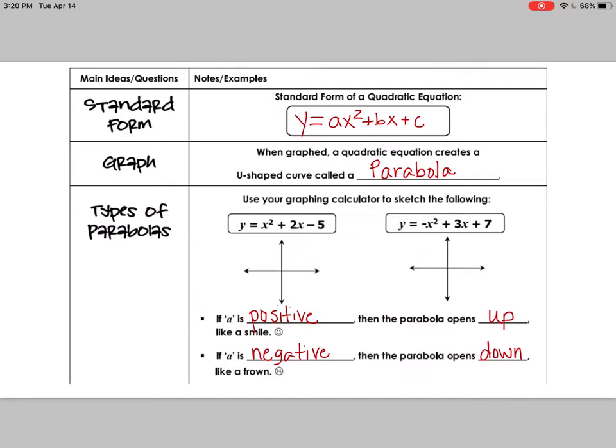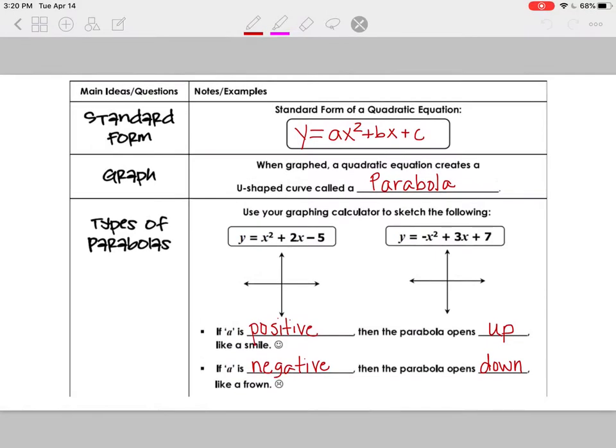Here are some definitions that we need to go over before we can do anything, because this is all new terminology. The standard form of a quadratic equation is y equals ax squared plus bx plus c. That should look somewhat familiar because we just got done factoring, and you guys all factored trinomials. When we graph a quadratic equation, it's going to make a U shape, and we call that a parabola. I'm going to be using that term a lot when we are working through this next module.